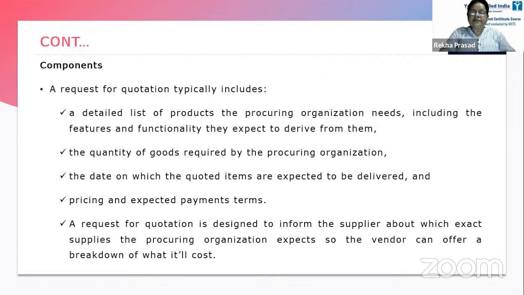A request for quotation is designed to inform the supplier about which exact supplies the procuring organization expects, so that the vendor can offer a breakdown of what it will cost. Maybe there can be so many options. Maybe you don't have to pay for the whole thing in one go. It can be broken up into different parts, and maybe the things are also not required everything at one go. So it can come whenever it is required.